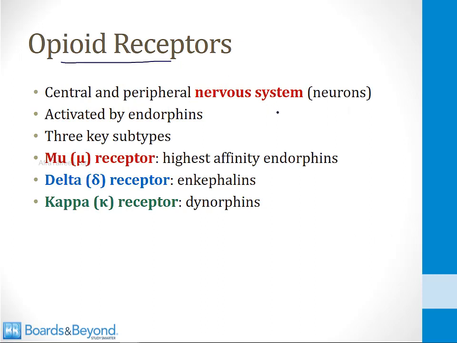You can find opioid receptors on neurons in the central and peripheral nervous system. And there are three key subtypes of opioid receptors: the mu receptors, the delta receptors, and the kappa receptors. And a different family of endorphins works on each receptor type. So the endorphins have the highest affinity for the mu receptor, the enkephalins have the highest affinity for the delta receptor, and the dynorphins have the highest affinity for the kappa receptor.